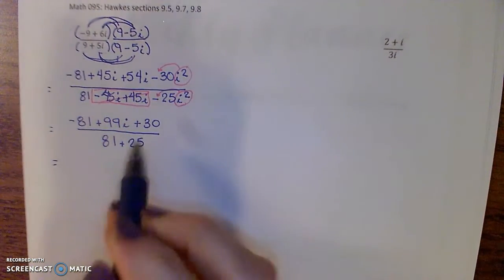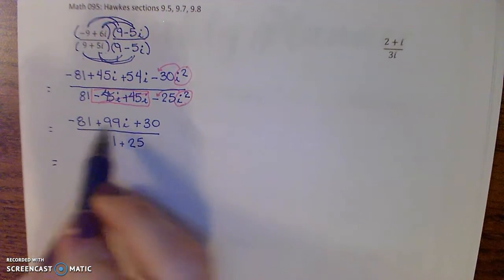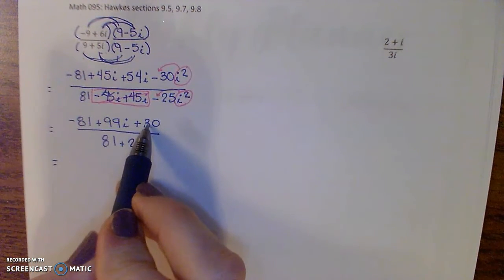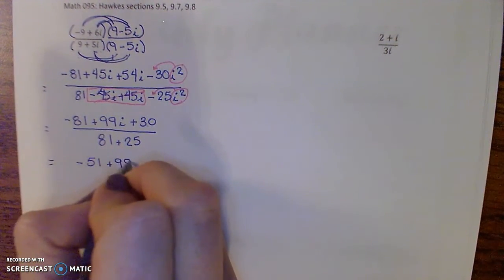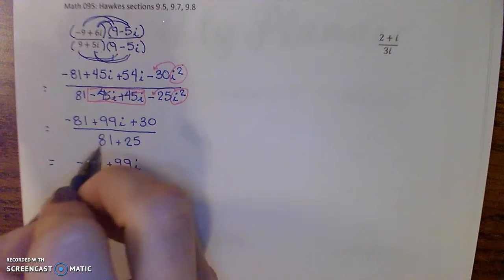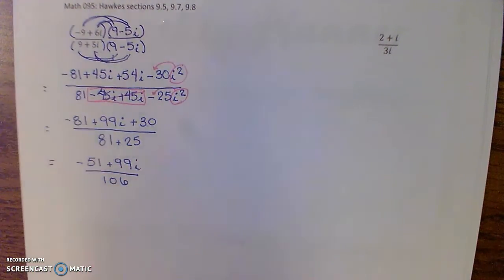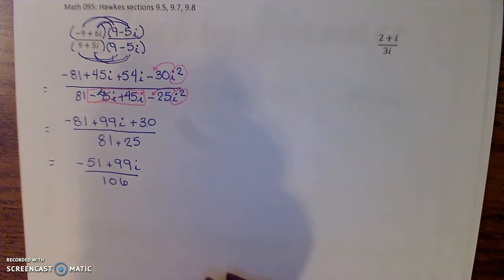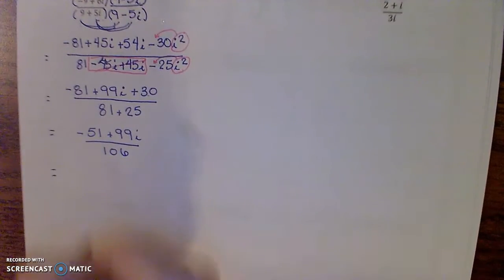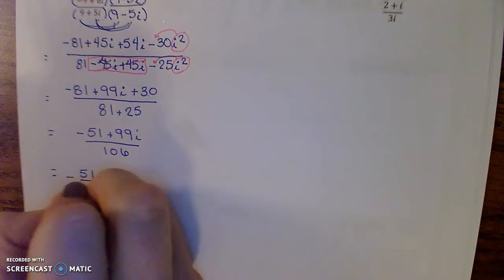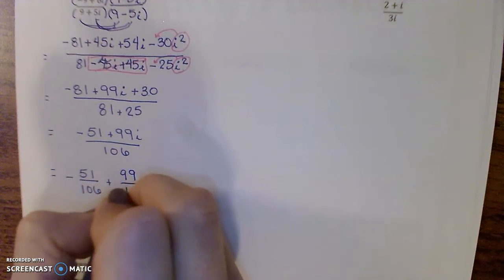Okay, simplifying once more. Let me just combine my like terms in the numerator. Minus 81 plus 30, I think it's negative 51, plus 99i, all divided by 81 plus 25, which is 106. Okay, I am done now. You can keep it like this, or if you like, you can write it as two fractions. Negative 51 over 106 plus 99 over 106 i.